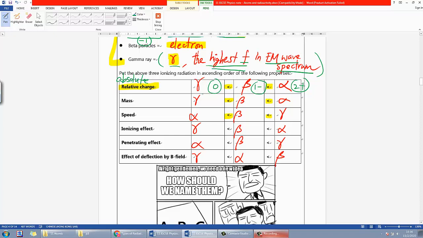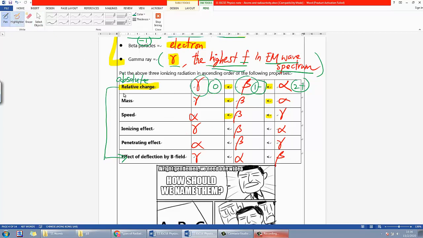Some of you may try to argue that, hey, -1 is actually smaller than 0, so should we swap these two? I think from a more physics perspective, of course in an exam they won't ask you exactly like this, but the idea here is to show you that beta has a charge, whereas gamma has no charge. So when we talk later about being affected by the B field, that will be helpful.